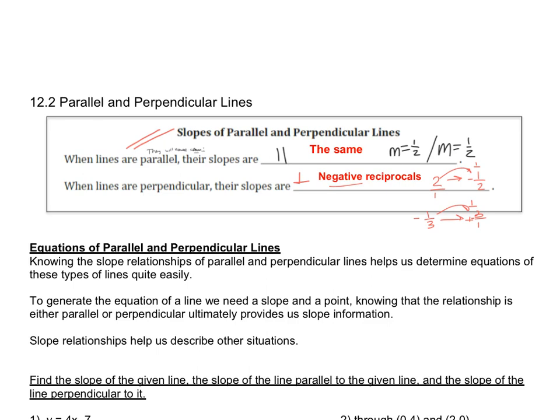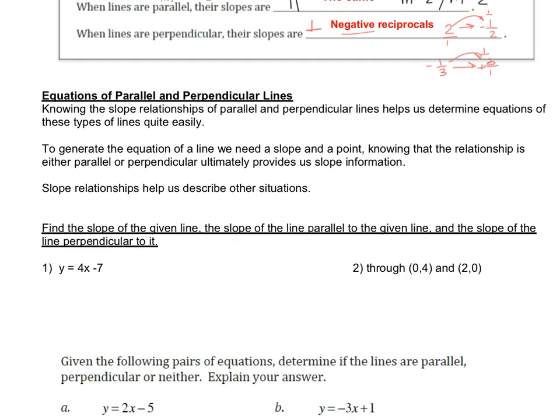Knowing the slope relationships of parallel and perpendicular lines helps us determine the equations of these line types quite easily. To generate the equation of a line, we need a slope and a point, and knowing that the relationship is either parallel or perpendicular provides us more slope information. Slope also helps us describe other situations, so it tells us a lot about our function in terms of it increasing or decreasing.